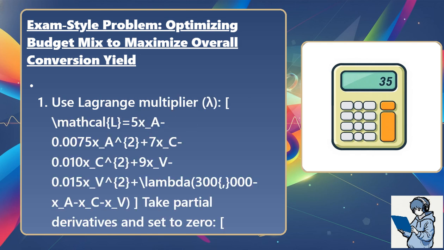3. Use a Lagrange multiplier, lambda. Script L equals 5xa minus 0.0075xa squared plus 7xc minus 0.010xc squared plus 9xv minus 0.015xv squared plus lambda times open parenthesis 300,000 minus xa minus xc minus xv close parenthesis. Take partial derivatives and set to 0. Partial L partial xa equals 5 minus 0.015xa minus lambda equals 0. Partial L partial xc equals 7 minus 0.020xc minus lambda equals 0. Partial L partial xv equals 9 minus 0.030xv minus lambda equals 0.